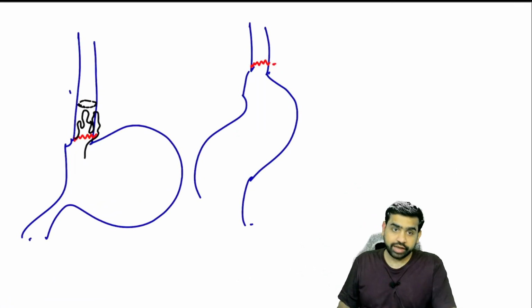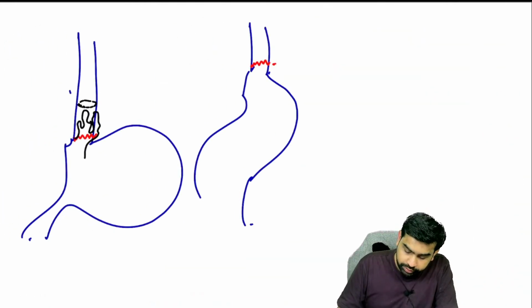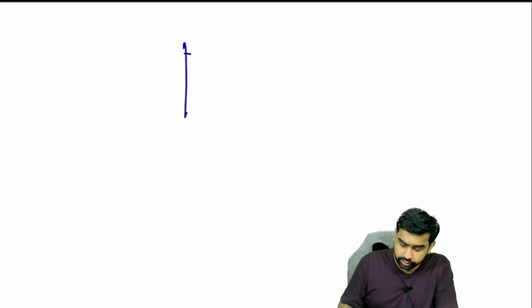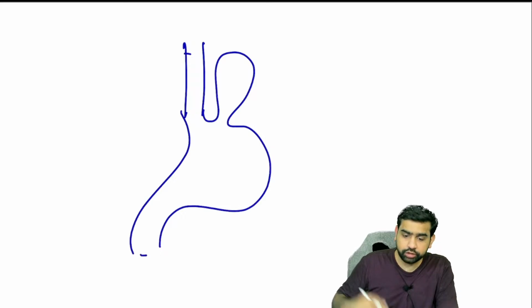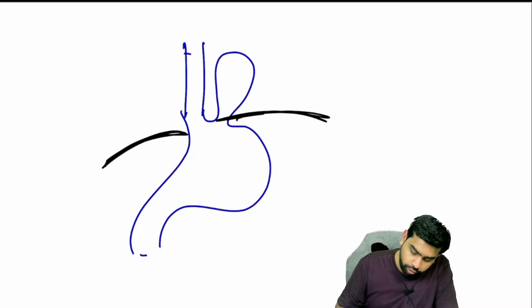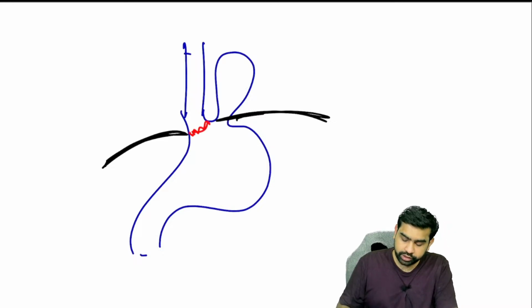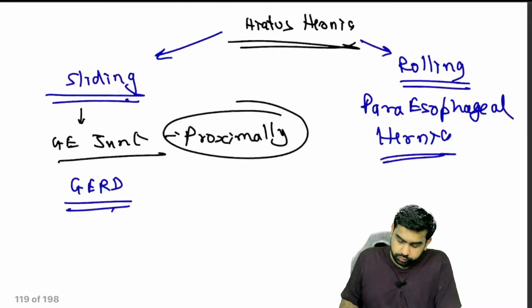So this is what is a sliding hiatus hernia, which I've drawn over here. Let me also draw the rolling hiatus hernia for you. What is the rolling hiatus hernia? In the rolling hiatus hernia, part of the stomach is basically coming up. What you need to understand is that the stomach part is herniating, but the squamocolumnar junction is at the normal level. This is a type 2 hiatus hernia, or the rolling hiatus hernia.